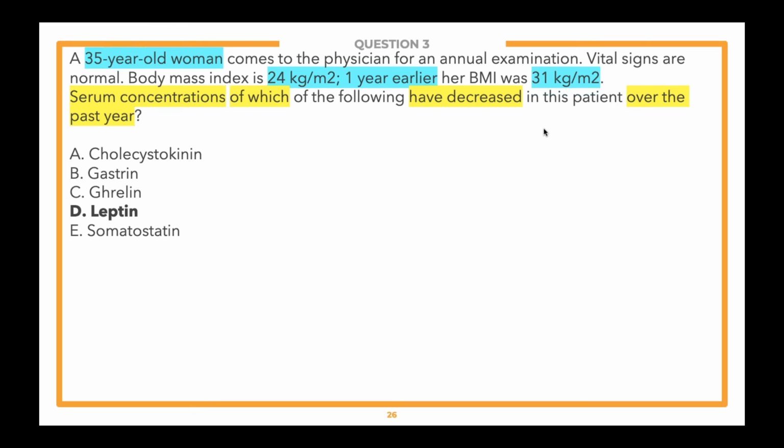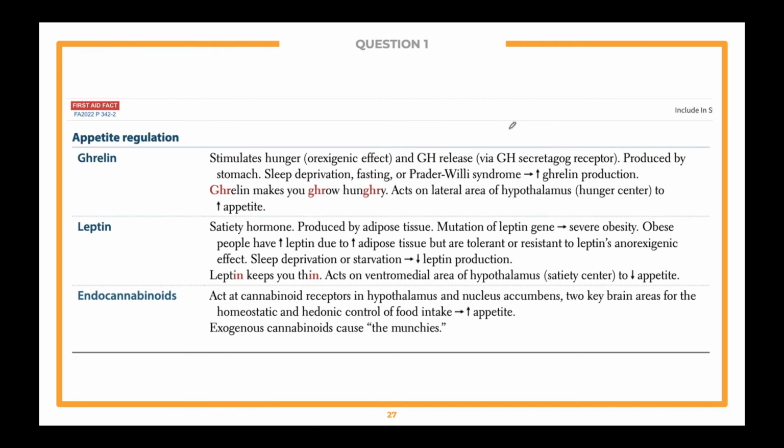Okay, now weight loss is accompanied with lower levels of leptin. Okay, and increased sensitivity of the leptin receptor. Leptin is an appetite-regulating hormone. Okay, if we take a look at the next slide, we actually have a nice table in First Aid that talks about appetite regulation. And if you see there, the second row talking about leptin, we can see there that obese people have increased leptin due to increased adipose tissue.